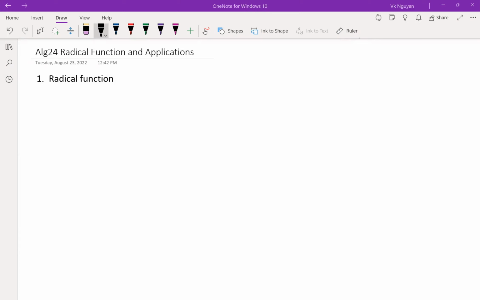Today we explore lesson 24 in algebra, radical function and application. Number 1, radical function. Let's take a look at f(x) equal to square root x. We call this the parent square root function.